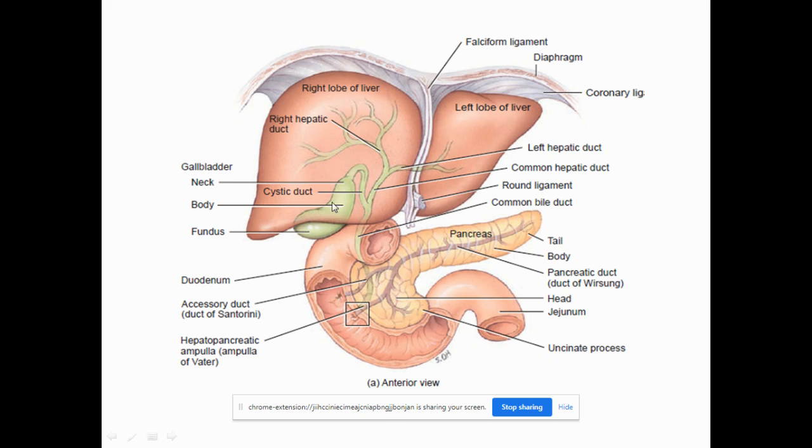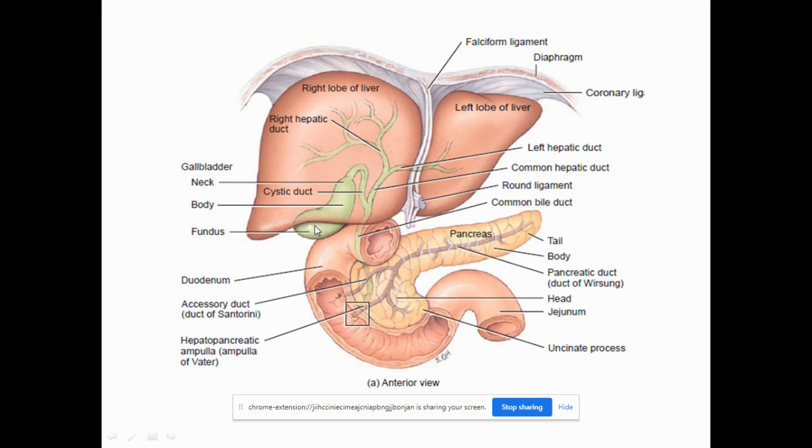Then the central portion is called the body, and the region where the bile flows out is called the neck. So the gallbladder is a green colored, pear shaped sac like organ, protruding from the depression under the right lobe. It has three regions.